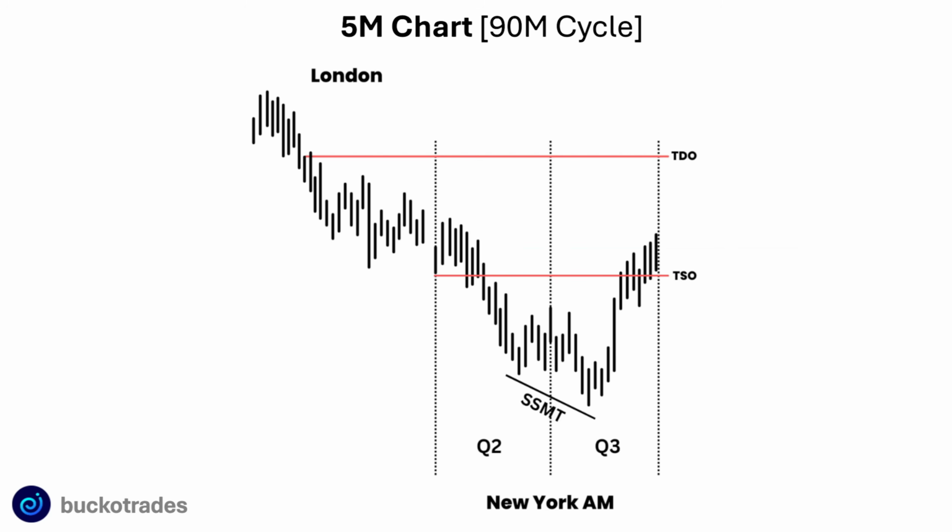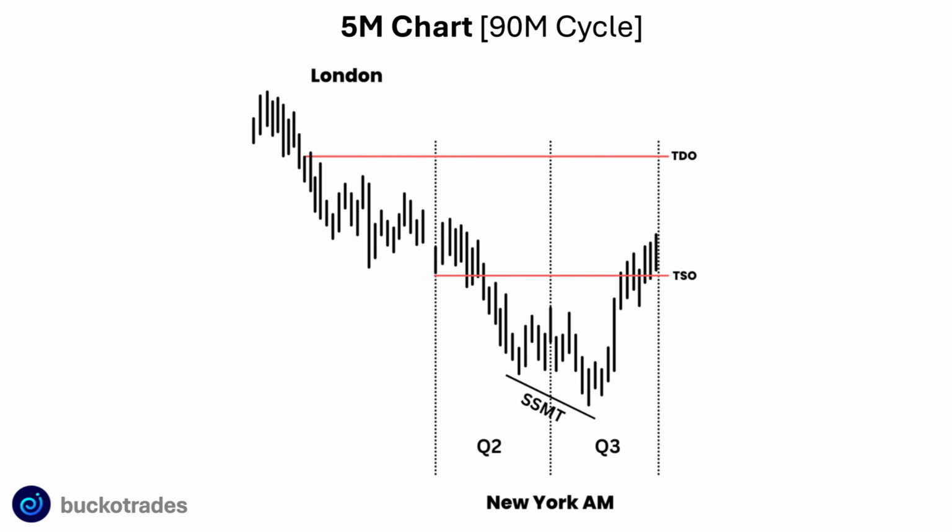So here is a visual of how that would look. This is London's price action to the left, and then we enter New York AM's price action, but now we're on the 5-minute chart viewing the 90-minute cycle, and all we're doing is looking for a 90-minute SSMT. It can be between Q1 and Q2, Q2 and Q3, Q3 and Q4, as long as it occurs within that New York AM session, below London's low if we're looking for low of the day, and of course above London's high if we're looking for high of the day.